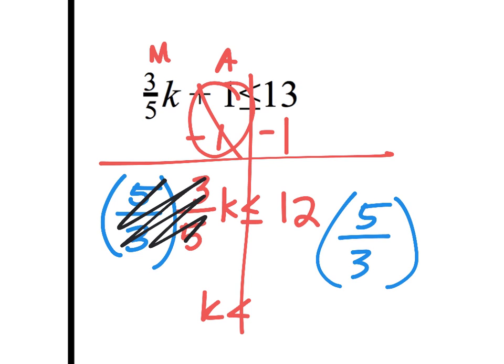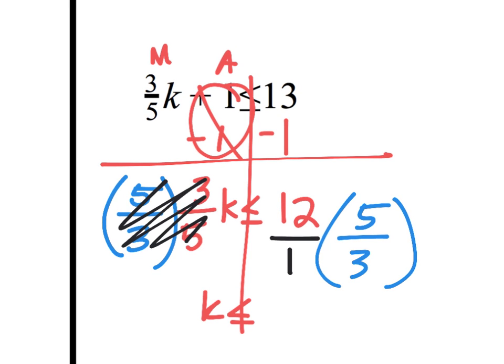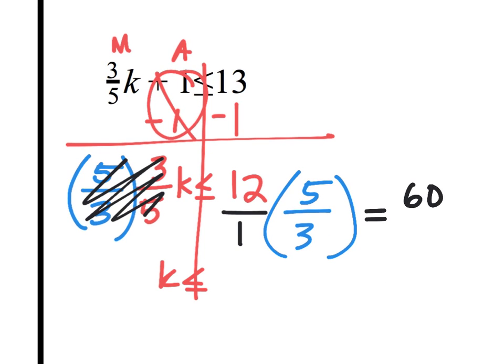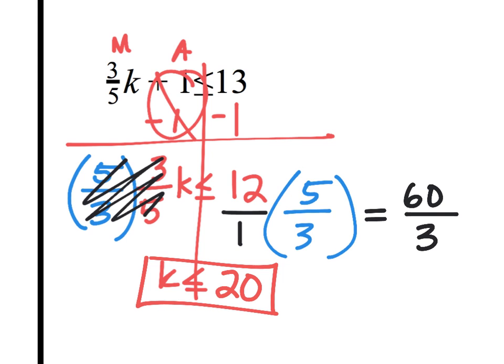And we're left with k is less than or equal to, okay, we need to multiply straight across. So first thing we do is make 12 into a fraction. And put it over 1 and multiply. 12 times 5 is 60. 1 times 3 is? What is 60 divided by 3? 20. So k is less than or equal to 20.